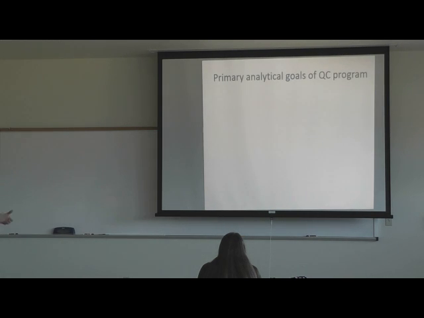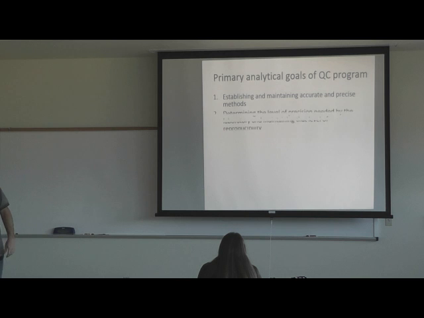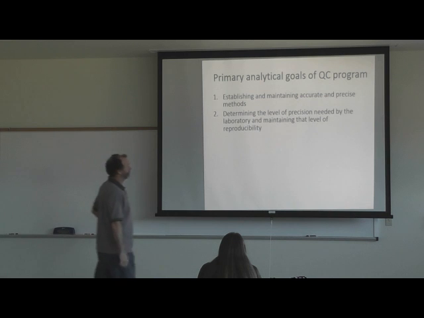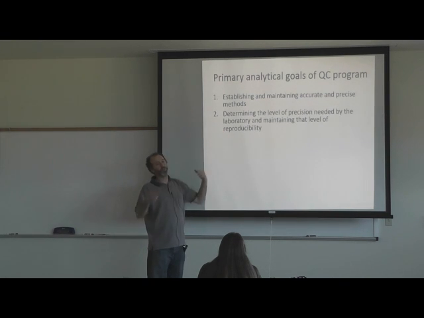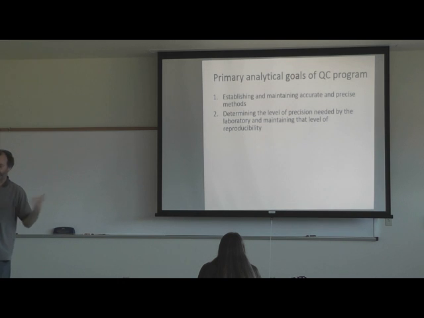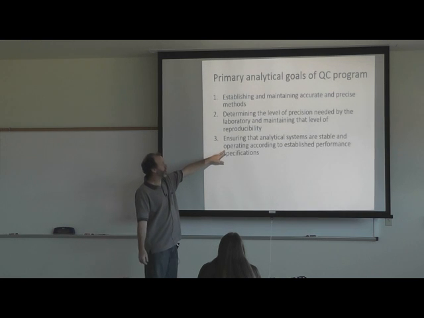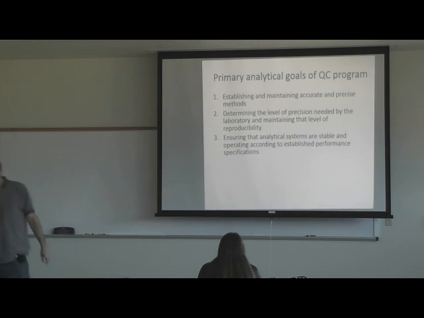So, primary analytical goals of a quality control program. First and foremost, you want to establish and maintain accurate and precise methods for your lab. Determine the level of precision needed by the lab and maintaining that level of reproducibility. So you need to know how precise you have to be and then be able to maintain that. Quality control makes sure your preciseness is being maintained. Ensuring that analytical systems are stable and operating according to established performance specifications.